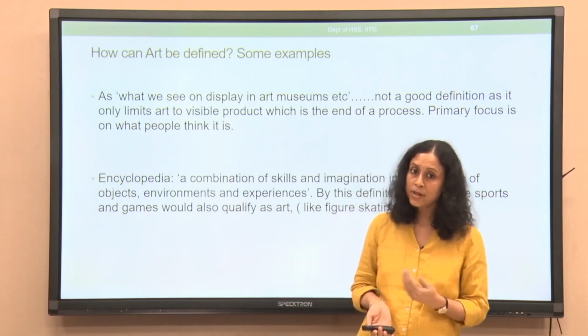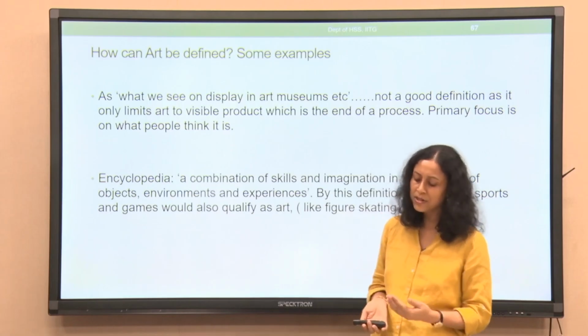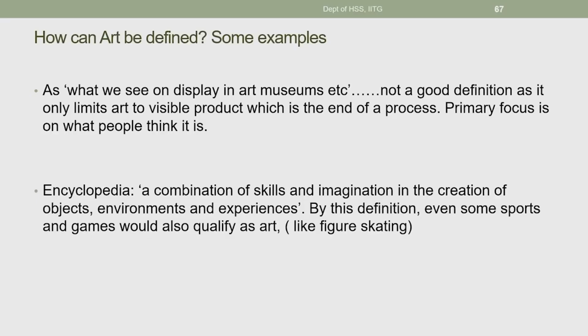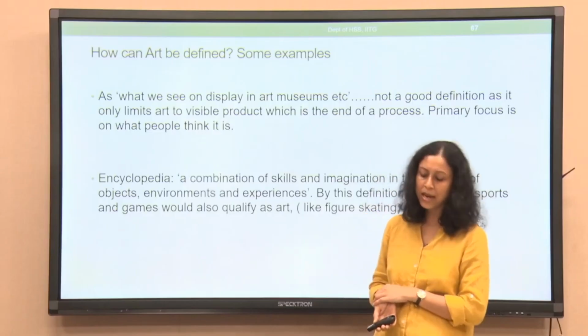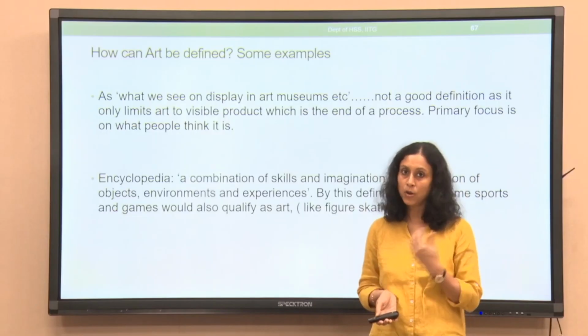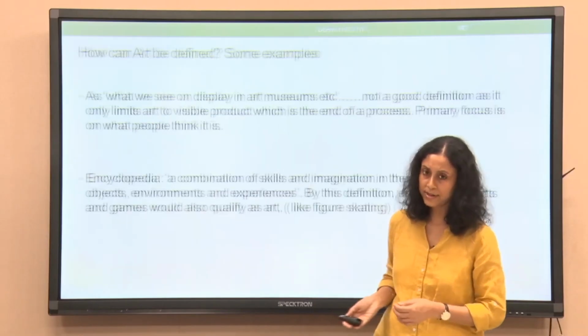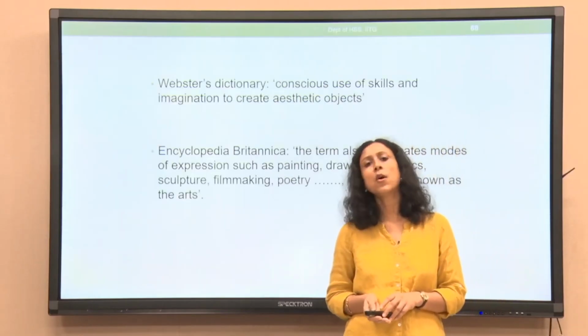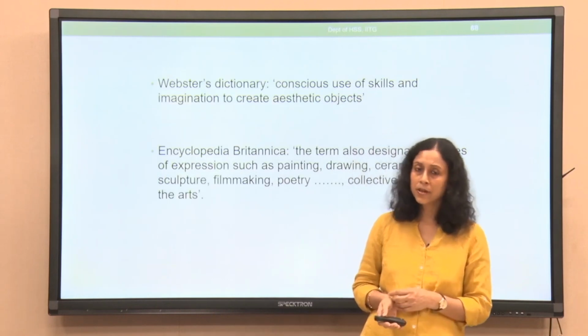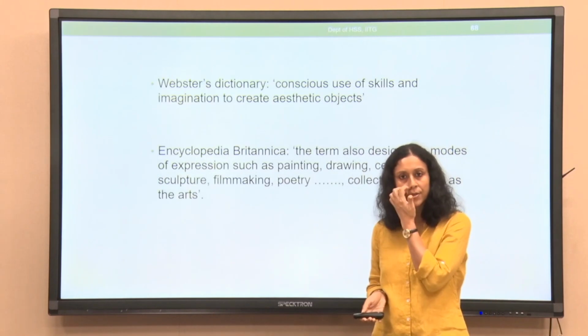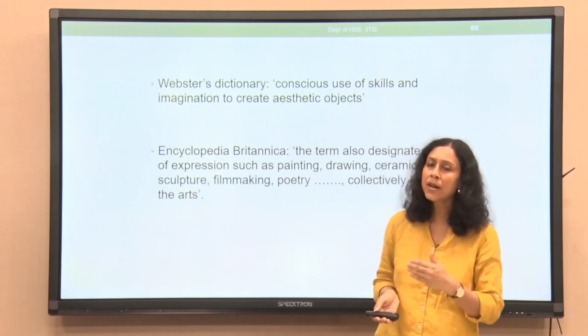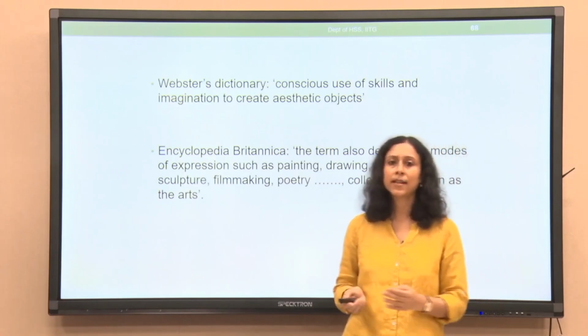On the other hand, if you go to an encyclopedia, you will see a combination of skills and imagination in the creation of objects, environments, experiences, and so on. By this definition, even some sports and games will qualify to be called art, like figure skating. We can go on and on. There are various definitions available from various sources, and each definition highlights one particular aspect of the category art.